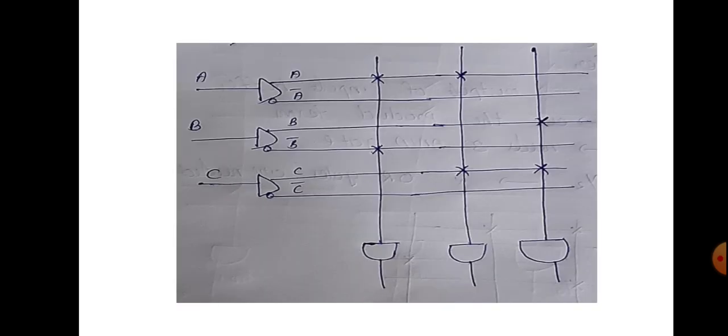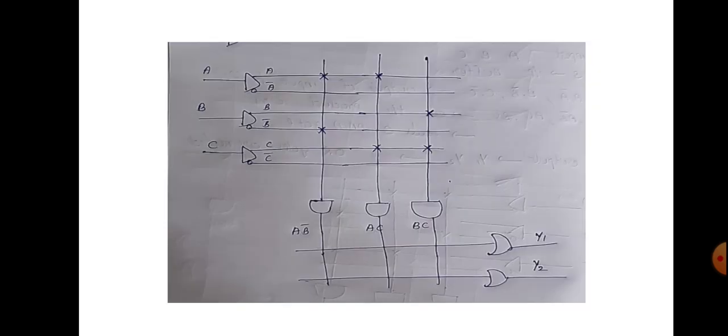And next is AC. So how can you program it? A is cross marked here, and C is also cross marked. So the output of this AND gate is AC. The third product term is BC. So B is cross marked in the third AND gate, and C is also cross marked. So here we will be getting BC. So the 3 product terms are obtained here: A B bar, AC, BC.